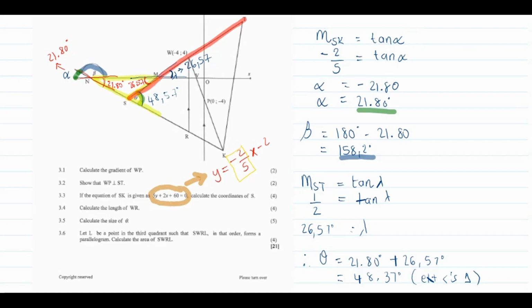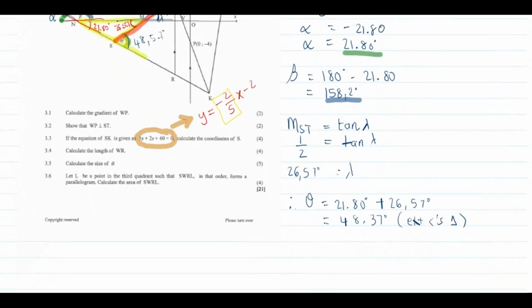Then from there, we found that our angle theta is equal to 21.80 plus 26.57 degrees, and we found that our theta is equal to 48.37 degrees. And the reason that you give here is exterior angle in a triangle. It's an exterior angle in a triangle.